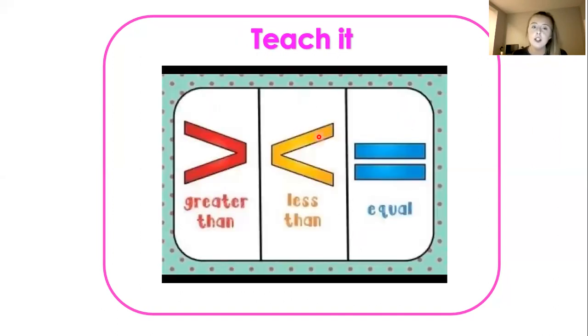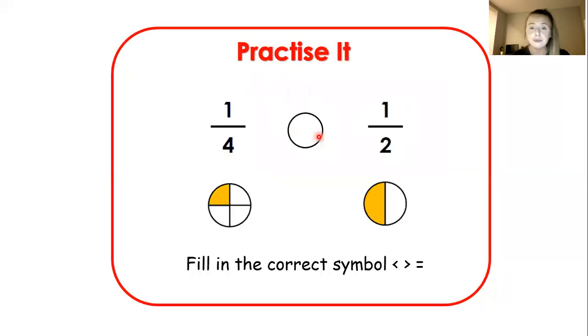Okay then, so today we're going to use our greater than, our less than, and our equals to signs. Remember, our crocodiles are hungry crocodiles, and they want to eat the biggest number. So their open mouth is always facing the largest fraction. And then equals to is when they're both exactly the same. So looking at this then, we've got 1/4 and we've got 1/2. Filling in the correct symbol, so pop the correct symbol you think that should be in there.